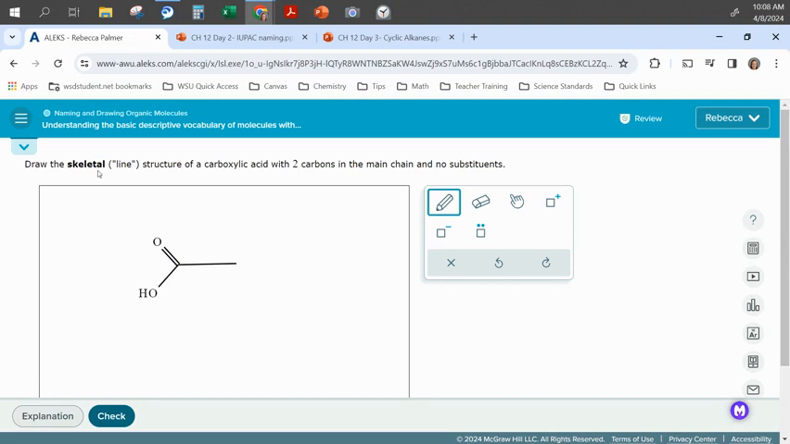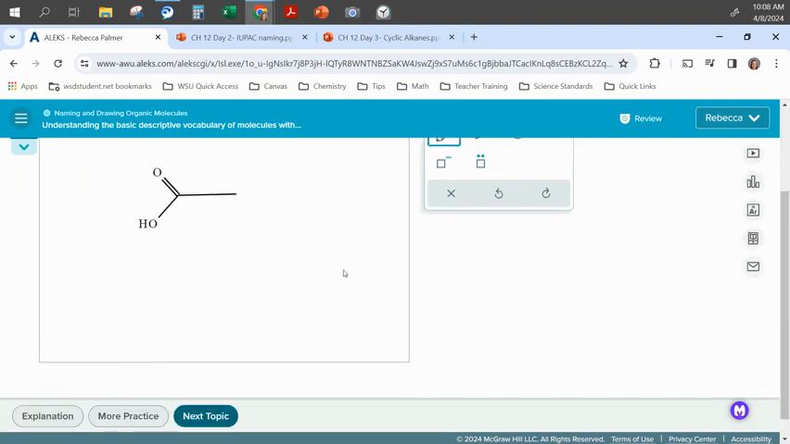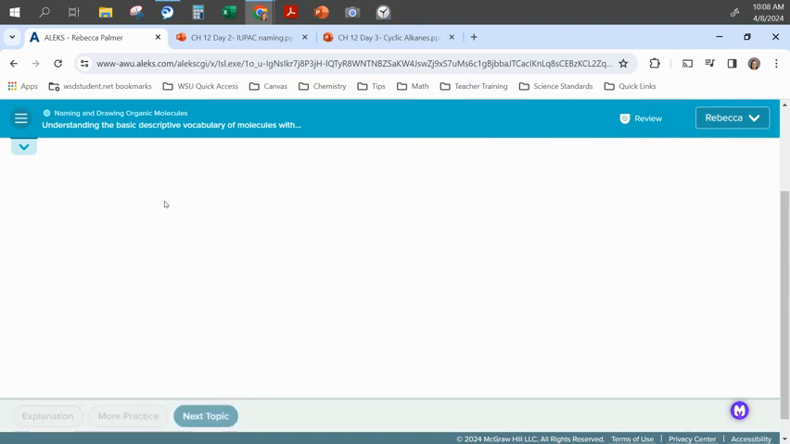And it's a skeletal structure, so I'm still not drawing the carbons. I'm not drawing a condensed structure. So let me double check. Carboxylic acid. Okay, that's my carboxylic acid with 2 carbons, 1, 2 in the main chain, no substituents. So I think that's good. Great. Let's do another one.